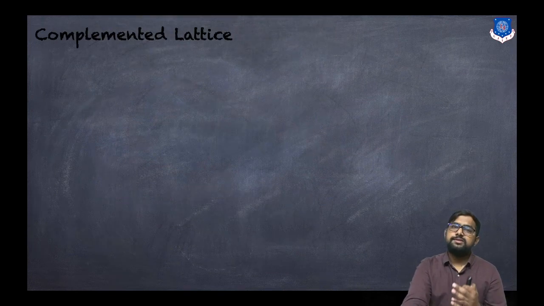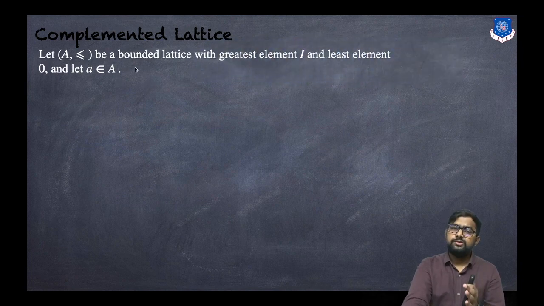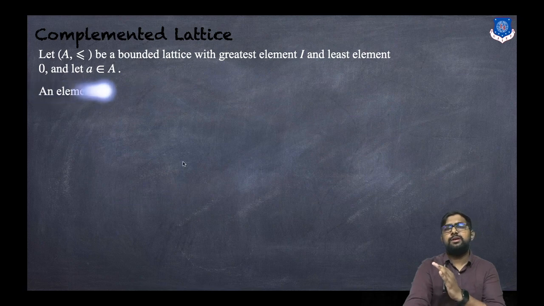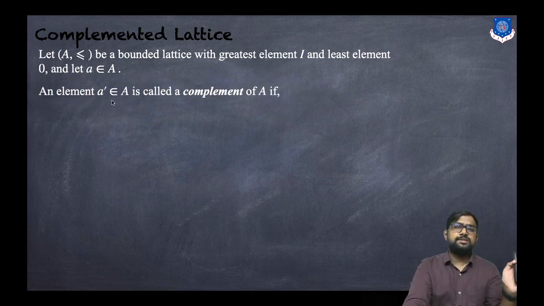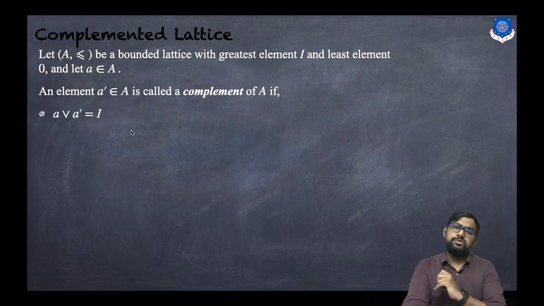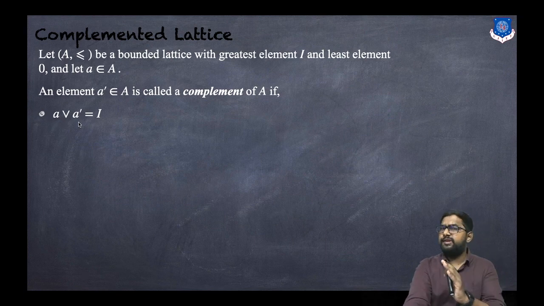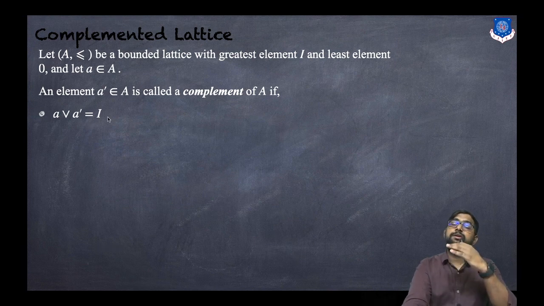Now let us discuss another type, that is a complemented lattice. Let (A, ≤) be a bounded lattice, so it has to be a bounded lattice, with the greatest element I and the least element O. Then let a belong to A. An element a' belonging to the same set is called a complement of a if a or a' equals I. That means the least upper bound of a and a' is I, the greatest element.